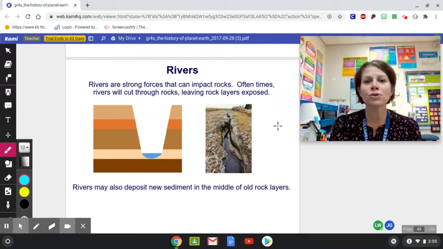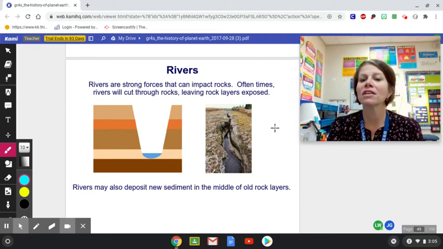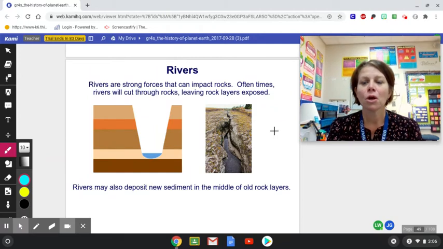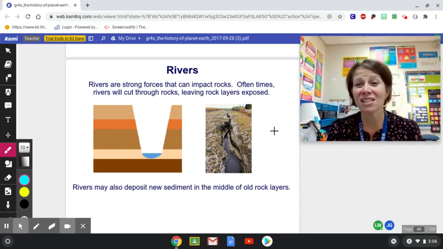So rivers are strong forces that impact rock. Often rivers cut through rock, leaving rock layers exposed. Rivers also deposit new sediment in the middle of old rock layers. Okay, a great example of this is going on right now on the Mississippi River. When you cross over the JB Bridge, you're going to see huge sandbars all over. That's sediment. We haven't had much rain, so the sediment is showing remarkably right now. So if you get a chance to go over to South County, look out your window as you drive past, because there are some fantastic examples of sandbars right now on our river.